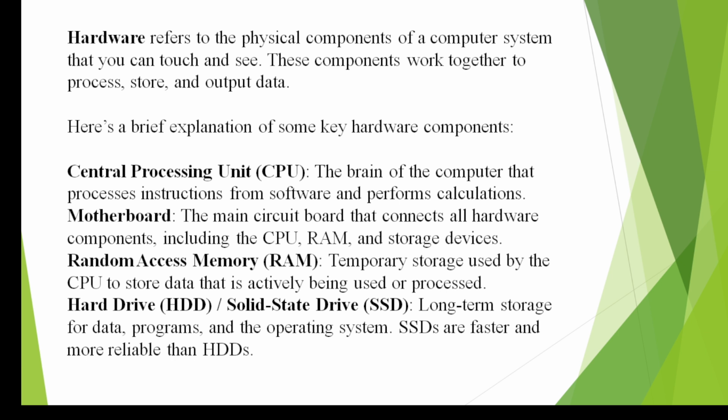Hardware refers to the physical components of a computer system that you can touch and see. These components work together to process, store, and output. Here is a brief explanation of some key hardware components. Central Processing Unit (CPU), the brain of the computer that processes instructions from software and performs calculations.